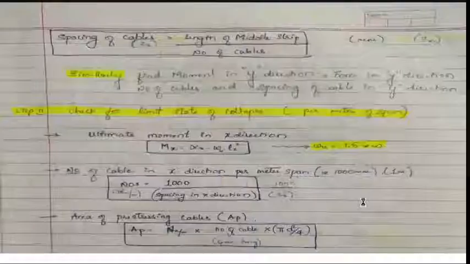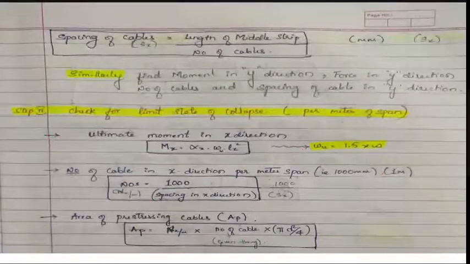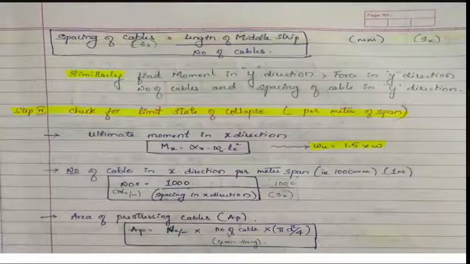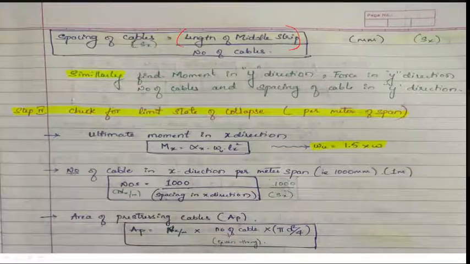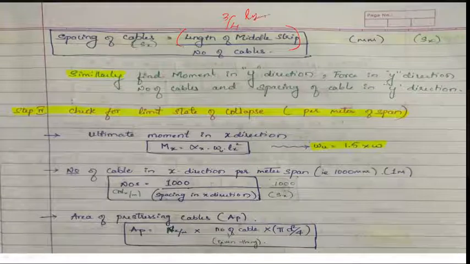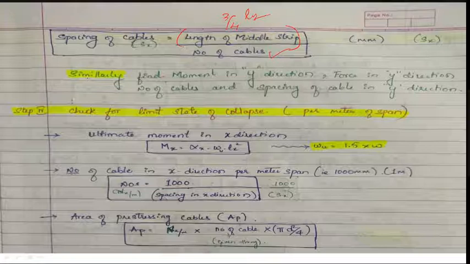Okay, then again we have to determine the spacing. Here spacing is given by length of the middle strip. Okay, keep it in mind, length of the middle strip, how much is it? It was 3/4 of Ly, divided by the number of cables which we have got in the previous one. So this is for x direction. Similarly go for the y direction.